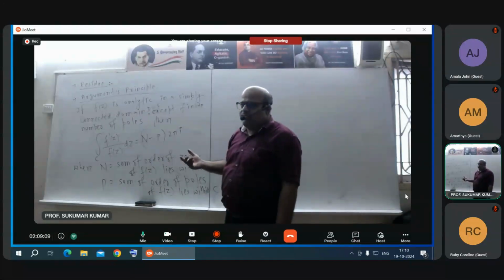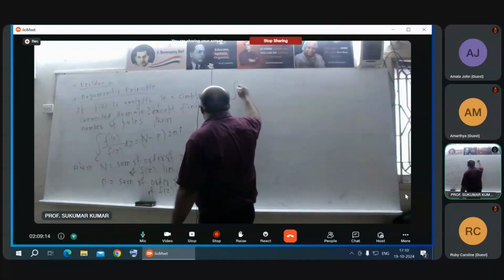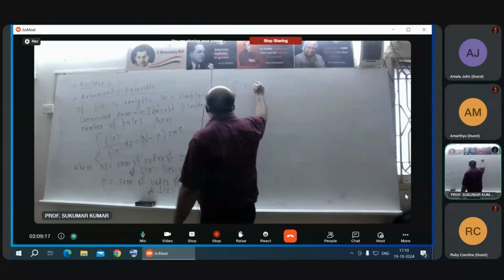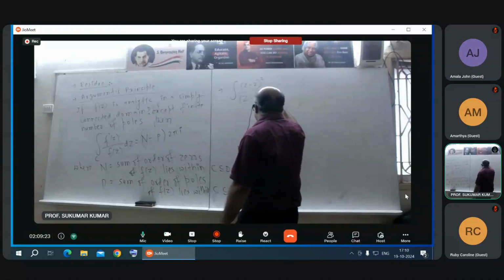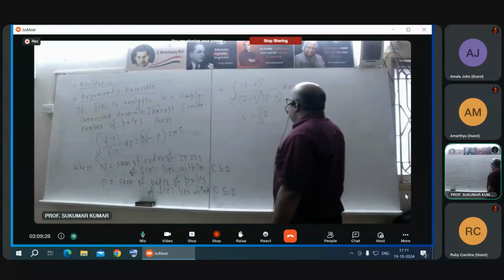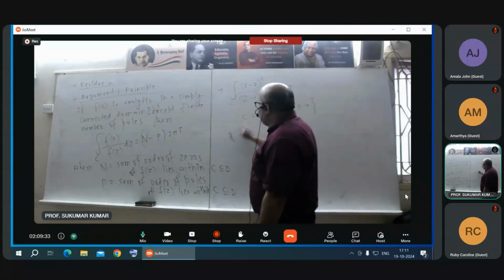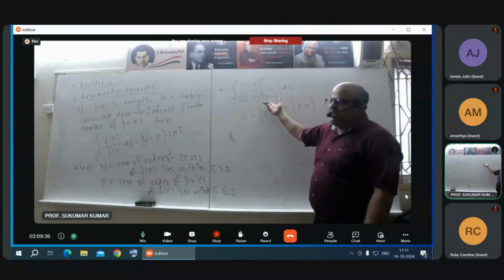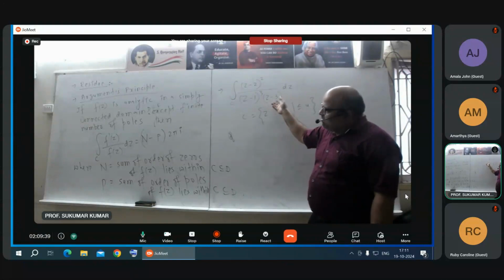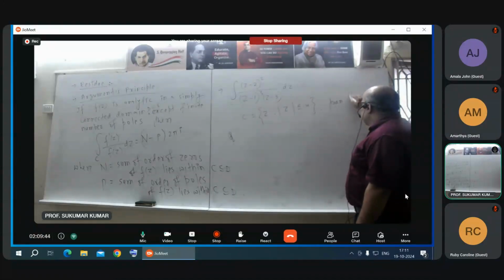Otherwise, any integration of f z dz, for any function. Suppose they give the integration of z minus 2 whole square by z minus 1 whole cube and z minus 3 dz, with C, suppose center 0 0, radius 4. Then they will tell find this value. So we can find it by the help of residue also. But they will tell, especially, integration scheme is no problem. They will tell find the integration f dash z by f of z dz value.